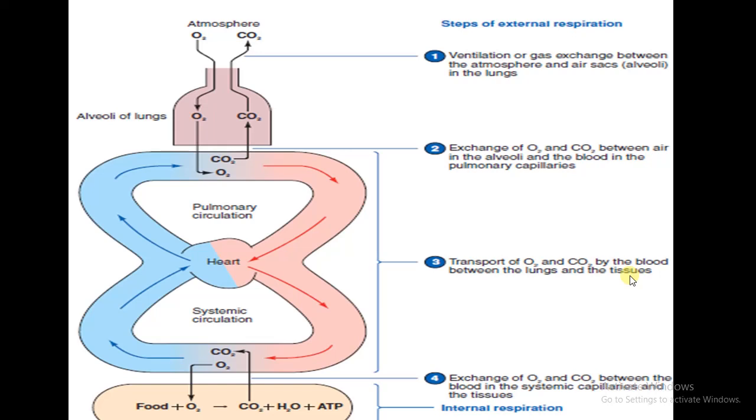And when it is utilized inside the cells, carbon dioxide is produced, and that carbon dioxide must be transported from the cells to the lungs so that it can be exhaled out. So this is the third step. Oxygen is transported from the lungs to the tissues, and carbon dioxide is transported in the opposite direction, from the tissues to the lungs so that it can be exhaled out. This is the third step.